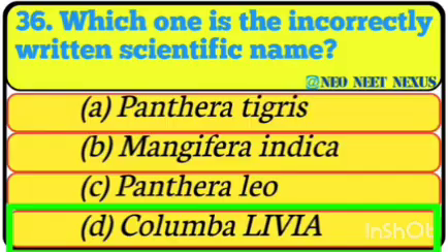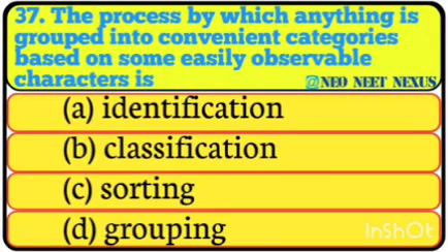Columba libia. Next, the process by which anything is grouped into convenient categories based on some easily observable characters is A. Identification, B. Classification, C. Sorting, D. Grouping. Correct answer is option B.